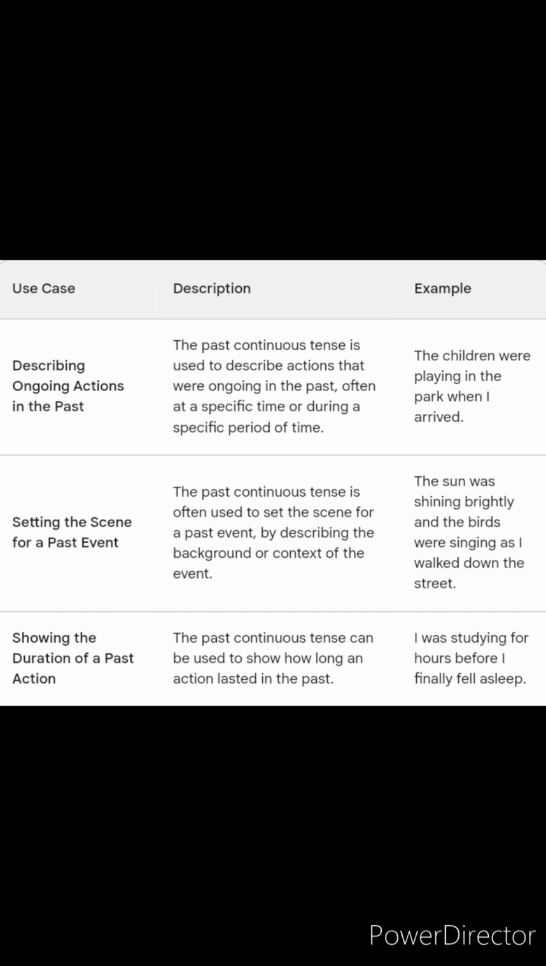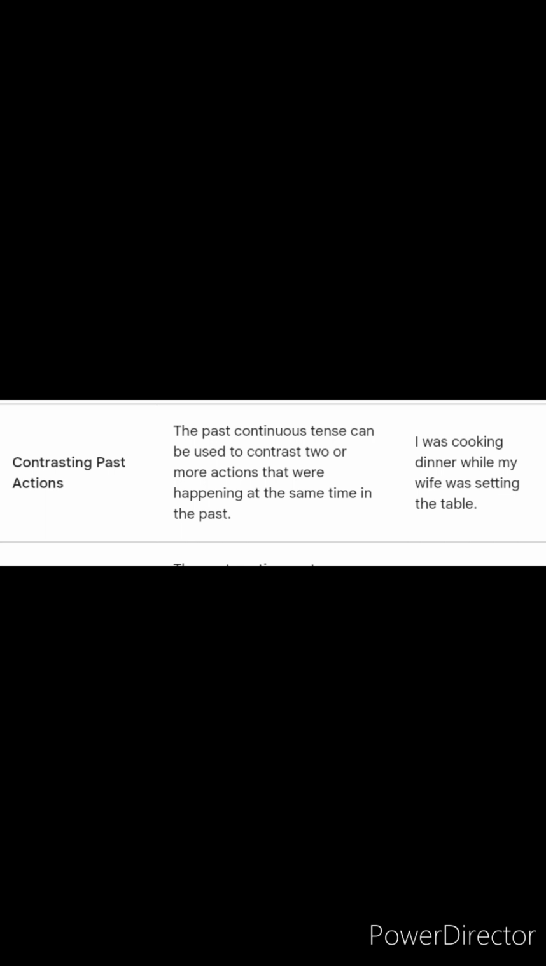Third use, showing the duration of a past action. The past continuous tense can be used to show how long an action lasted in the past. Example, I was studying for hours before I finally fell asleep. So it suggests the duration.